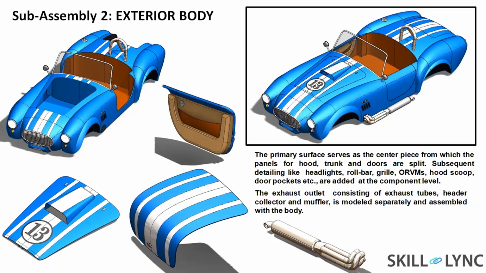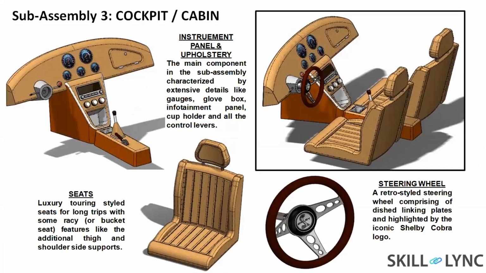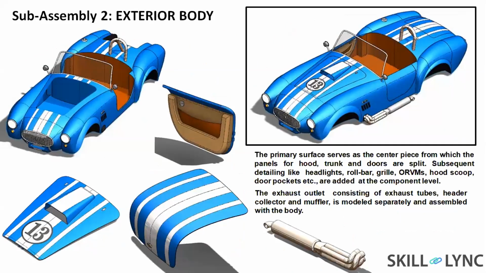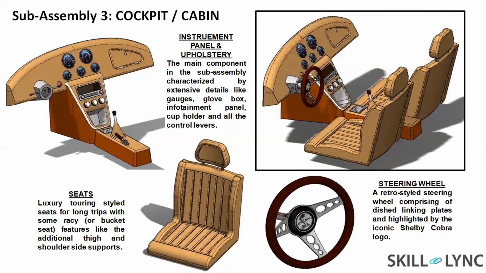Now the third and last subassembly is the cabin. Again, on the primary surface, if I can go back, you can see that the projected curves for the cabin made the boundaries for me to create the cabin. This is mainly composed of three components, mainly the instrument panel and the seats. I decided to go with some luxury seats, as the model was intended to be a touring style.